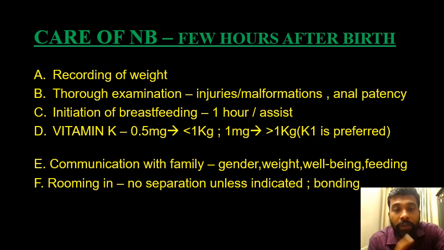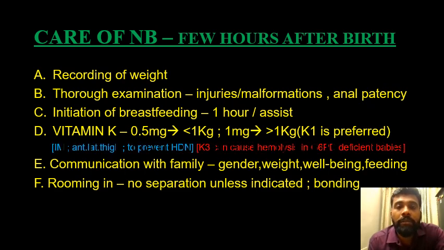0.5 milligram is a dose for babies weighing less than 1 kilogram, and 1 milligram is a dose for babies who weigh more than 1 kg. Vitamin K1 and vitamin K3 are the two preparations that are available. K1 is more preferred. Why? Because vitamin K3 can cause hemolysis in G6PD deficient babies.